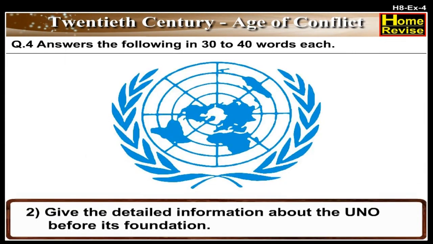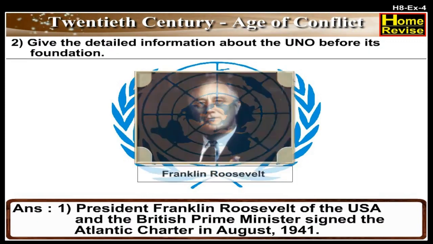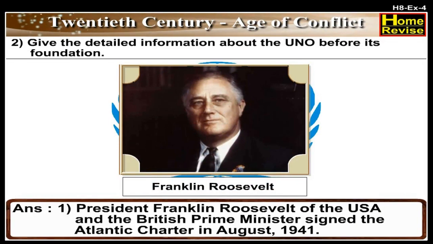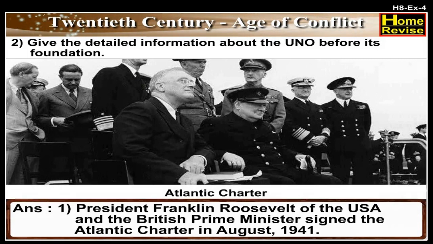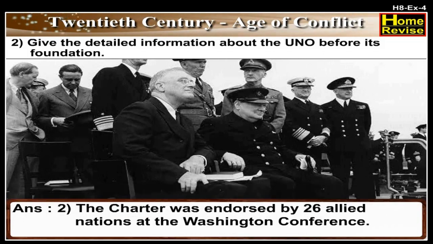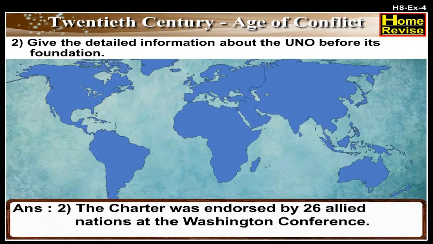Question 2. Give the detailed information about the UNO before its foundation. Answer. 1. President Franklin Roosevelt of the USA and the British Prime Minister signed the Atlantic Charter in August 1941. 2. The Charter was endorsed by 26 allied nations at the Washington Conference.